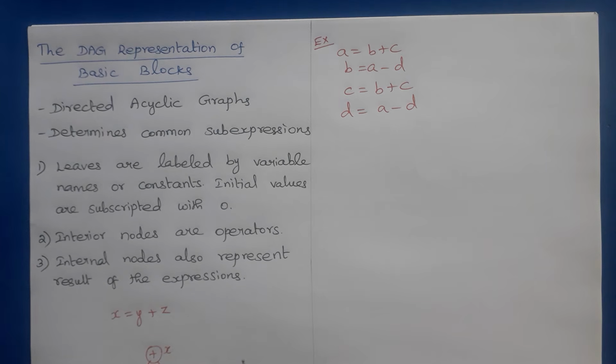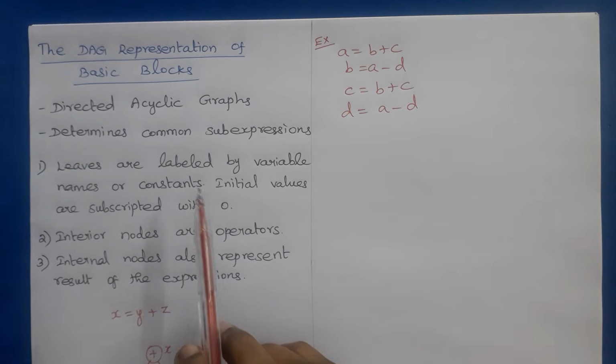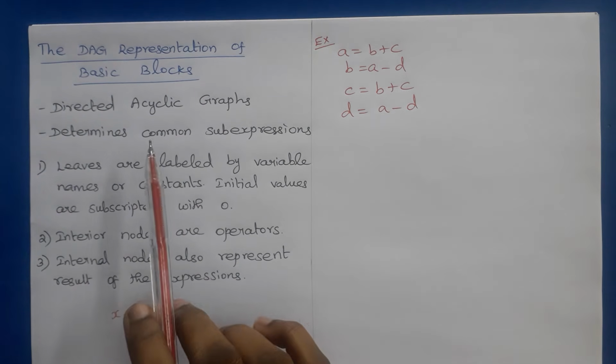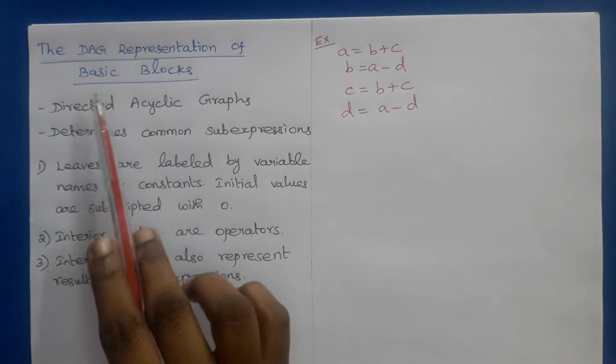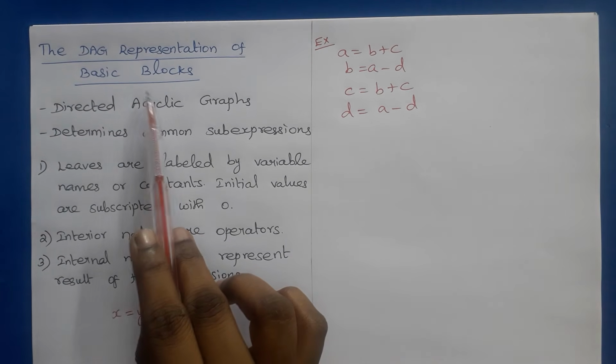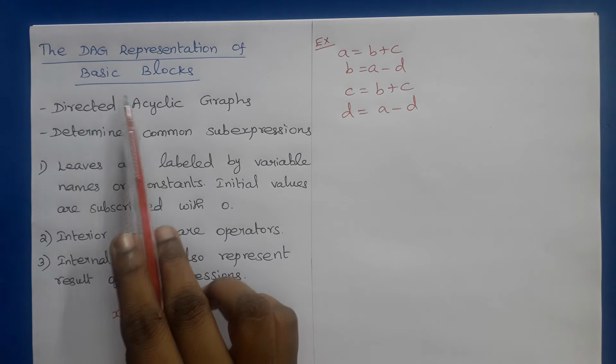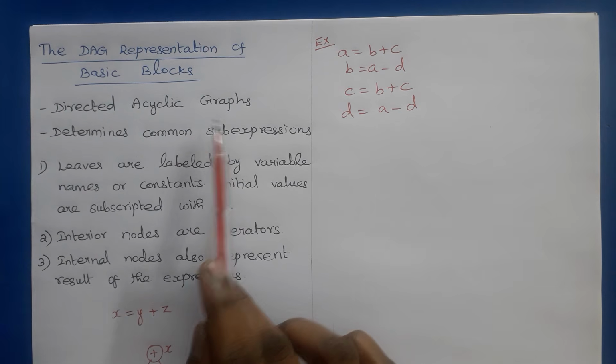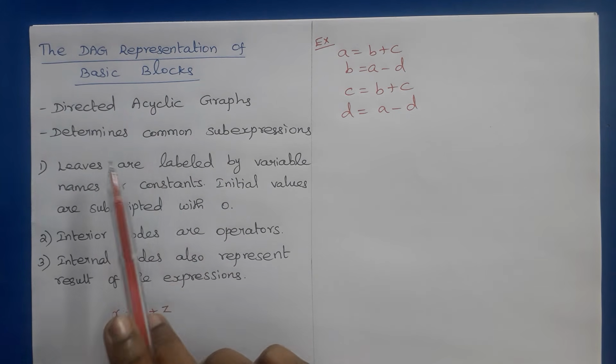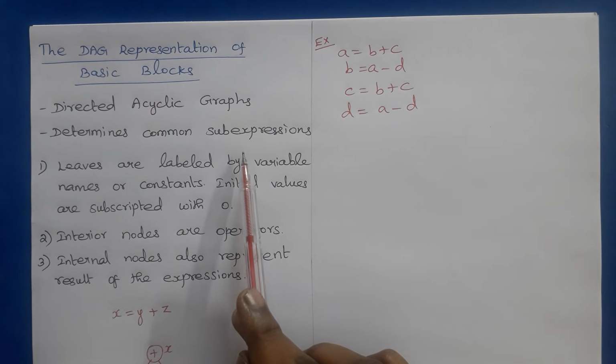Hello everyone. In this video, we are going to discuss the DAG representation of basic blocks. DAG means directed acyclic graph. A basic block contains a list of three address statements. To represent a basic block, we can construct a directed acyclic graph. With the help of this, we can identify the common sub-expressions.